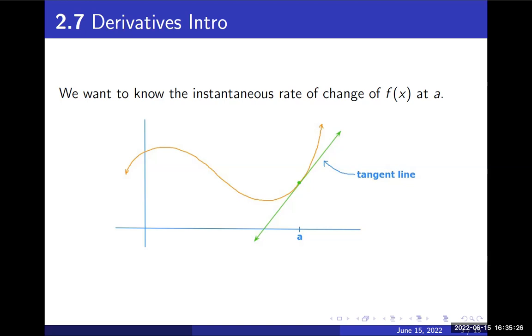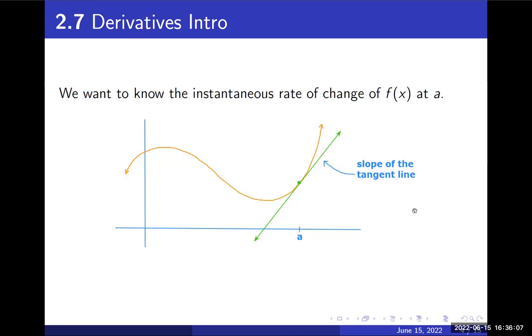Now, what is it about the tangent line that represents the instantaneous rate of change? It turns out it's the slope of the tangent line that we're after. The slope tells us a rate. Think of a rate like miles per hour, or dollars per year, or something like that. How fast is this moving? How fast is the y value moving with respect to the x value? So there's two units involved, like miles per hour. How fast is it moving?